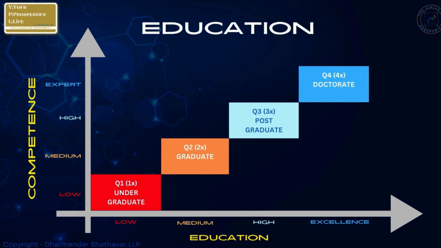Now it is left to your discretion whether you want to change your current position and get into some desired position. For example, let us put it this way. You are a graduate in BCom. Now you want to transform yourself into the next level, and probably from quadrant 2 you can move to quadrant 3, that is postgraduate. That means you can do your MCom or MBA. So this is how you can proceed with your competency and education.